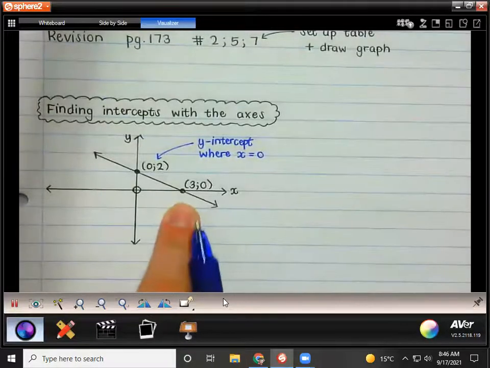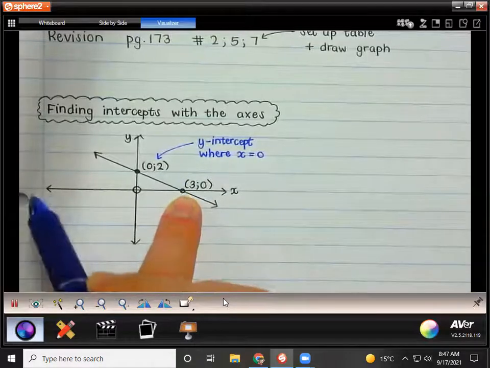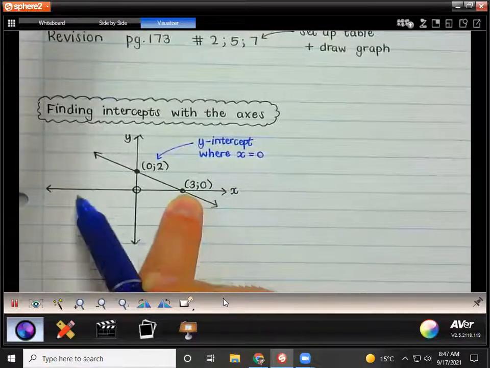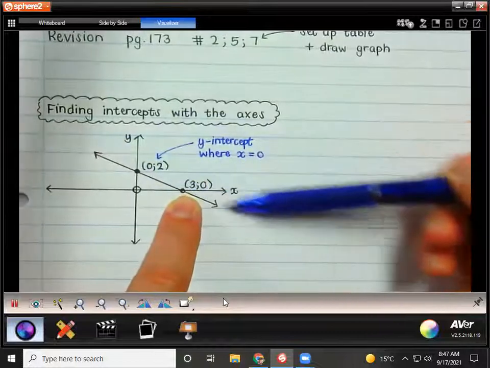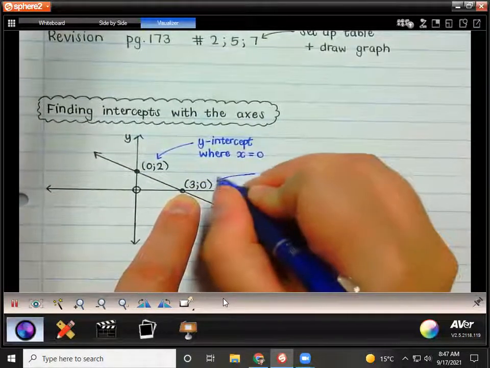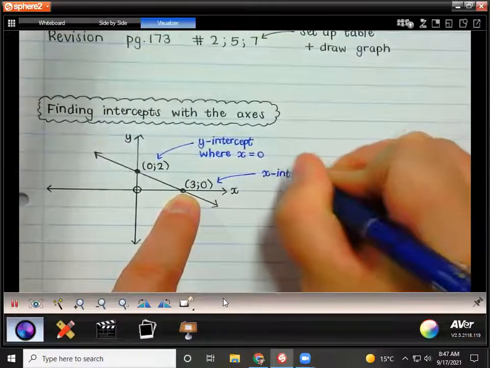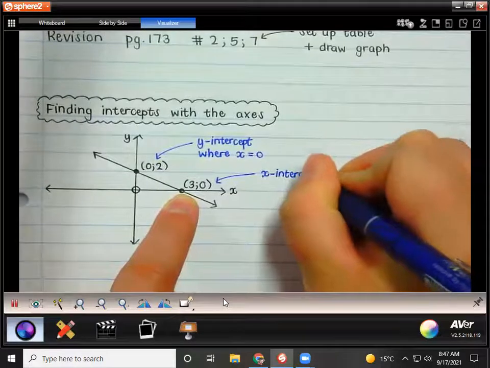The other point that we have here, the point 3, 0, do we see that this point lies on the x-axis? It's where the line goes through the x-axis at 3. Okay, so this point would be the x-intercept. It's the point where the line goes through the x-axis.